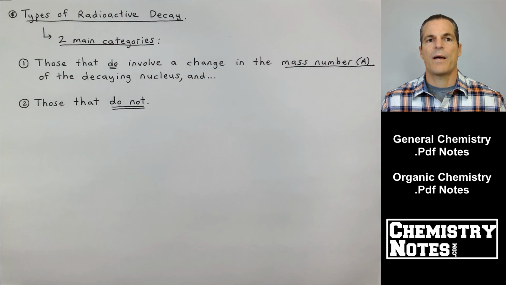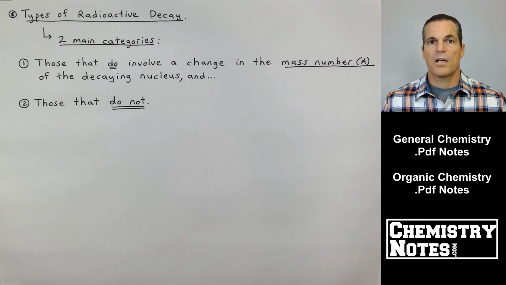So we're going to talk about these 2 main categories. We're going to do lots of examples. We'll talk about things like alpha particle production, beta particle production, electron capture, and then we'll talk about a radioactive decay series, and all that's coming up in video number 2.